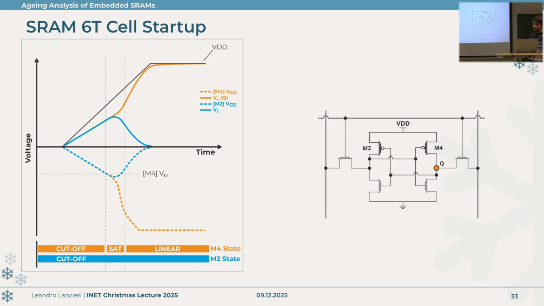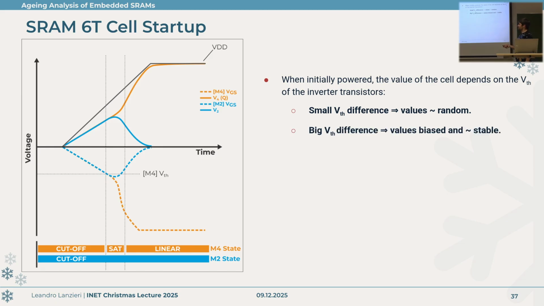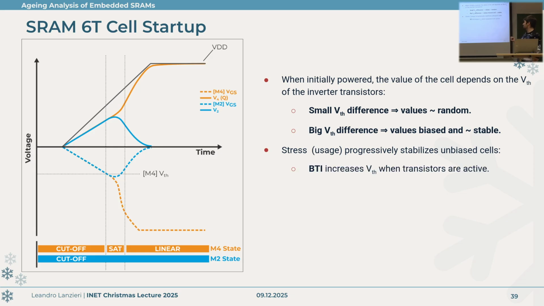So how can we use this? Well, in general, we see that there is a small difference between transistors and the values will be random, so this race will be randomly jittering due to temperature and external influences. But when we have a big difference between the threshold voltage, the value will be kind of biased and stable. So how does this get stabilized? Well, with usage and stress through the aging mechanisms that we saw, for instance, BTI will increase the threshold voltage of the transistors that are active, and that will bias the cells towards always turning on in a certain value.